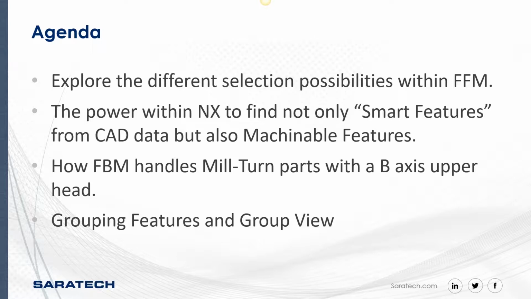I'm also going to show you how feature-based manufacturing handles mill-turn parts with a B-axis upper head. That's what we're going to be specializing in today, because 90% of all your other CAM systems will not do that, because they cannot understand the normal direction of the axis needed to machine that feature. And then what I'm going to heavily talk about today is grouping features and the group view of the navigator.